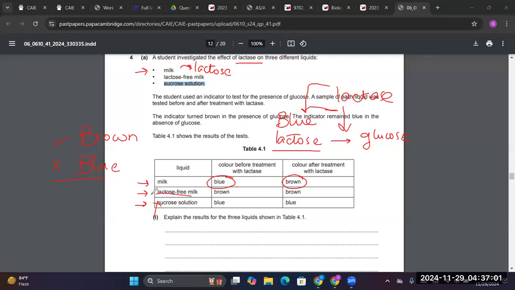In lactose-free milk, again, the color is brown. Why? Because in lactose-free milk, there is no lactose, right? But in normal milk, we have lactose. So when I add the indicator, it will initially give me blue. Why? Because there is no glucose. But after I add the enzyme, the lactose will be broken down into glucose and the color change will be visible. Right? Making sense now?